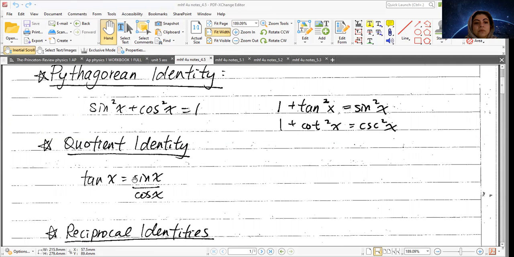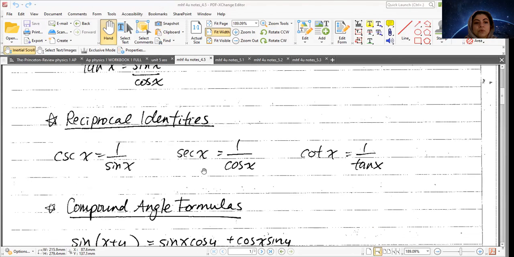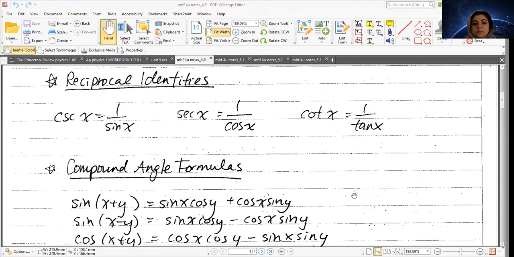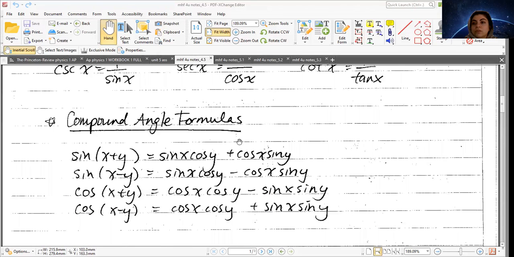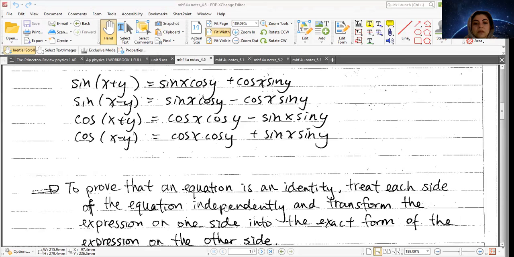Tan is equal to sine over cosine, which is the quotient identity. Reciprocal identity: cosecant is equal to 1 over sine, secant is 1 over cosine, cotan is 1 over tan. And the compound angle formulas that we have done before. Sine of the addition of two angles, or subtraction, you can write it and expand it like this. We did it in the previous class.